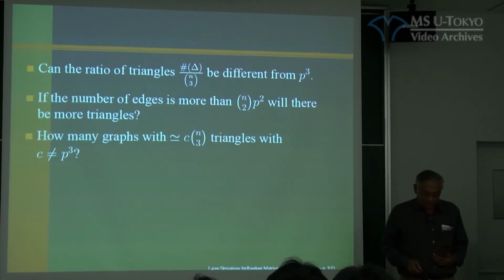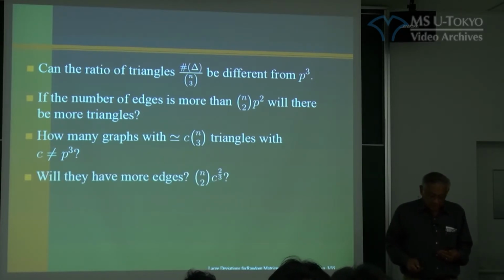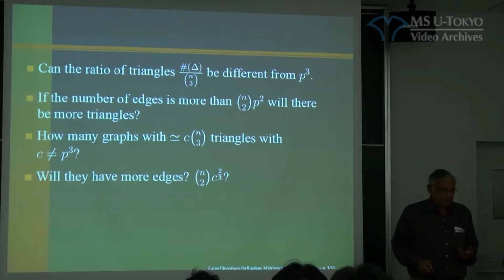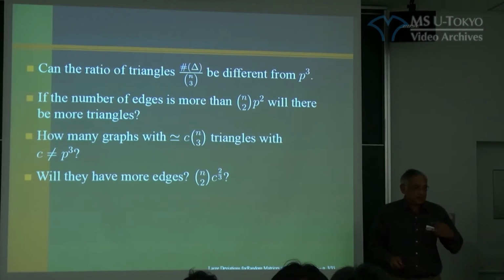So how many graphs will you have whose number of triangles is some c times n choose 3? And then if you look at that, how many edges will such a graph have? The number of edges could be c to the 1 over 3. Somehow I make the mistake all the time.